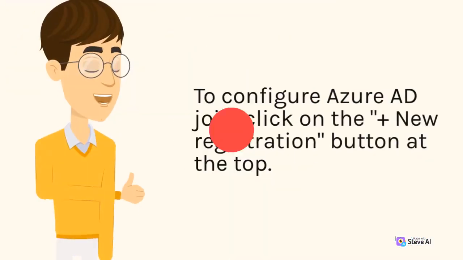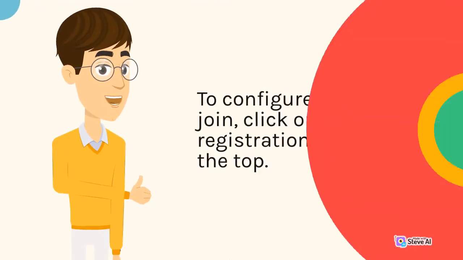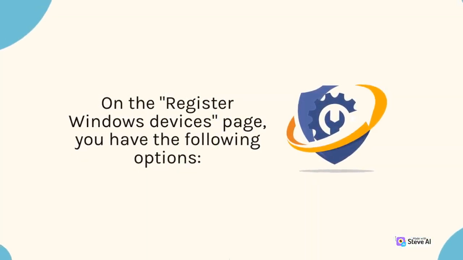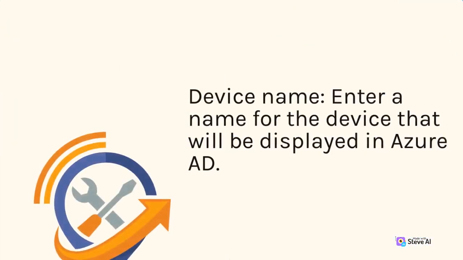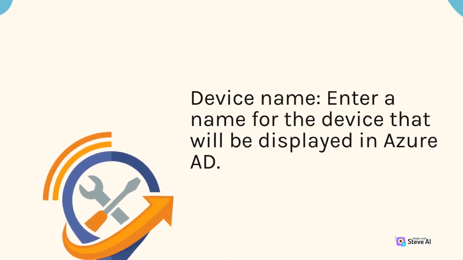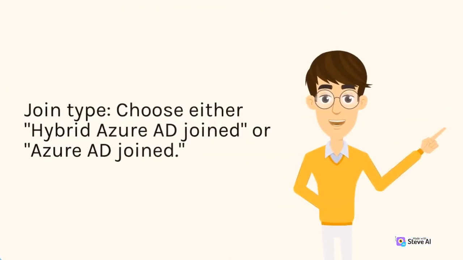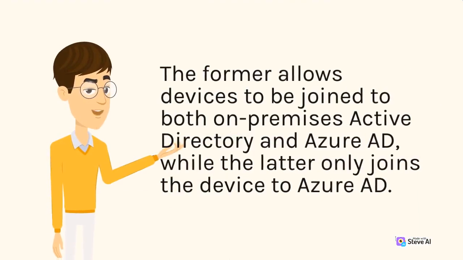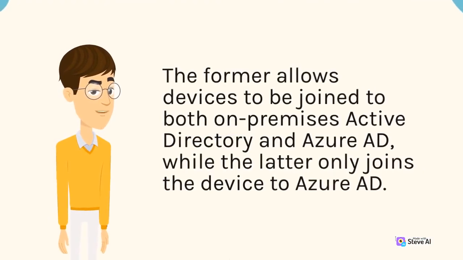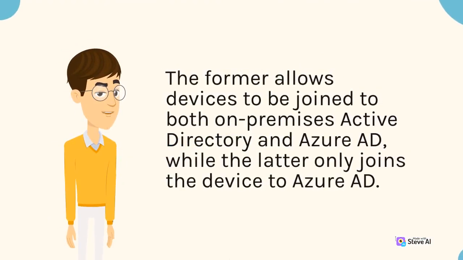To configure Azure AD Join, click on the plus New Registration button at the top. On the Register Windows Devices page, you have the following options. Device name. Enter a name for the device that will be displayed in Azure AD. Join type. Choose either Hybrid Azure AD Joined or Azure AD Joined. The former allows devices to be joined to both on-premises Active Directory and Azure AD, while the latter only joins the device to Azure AD.